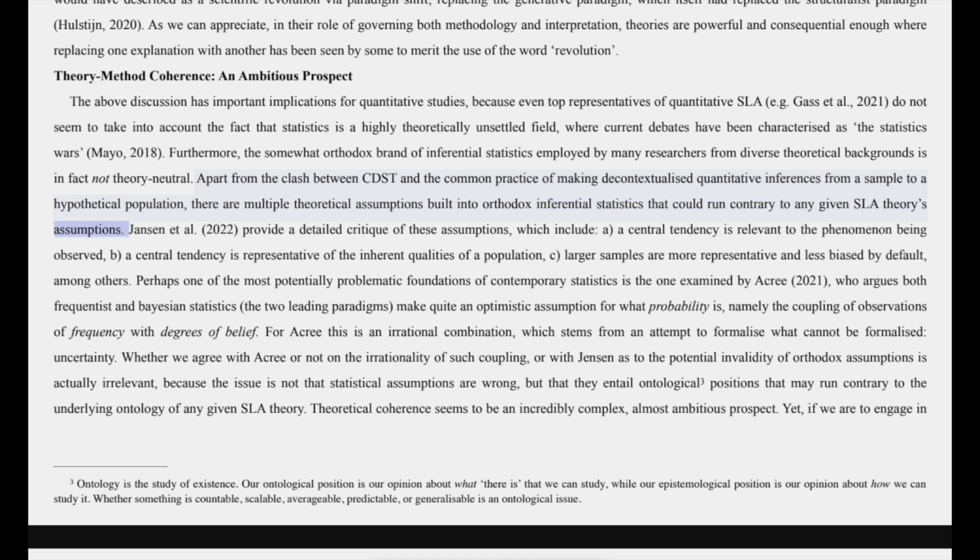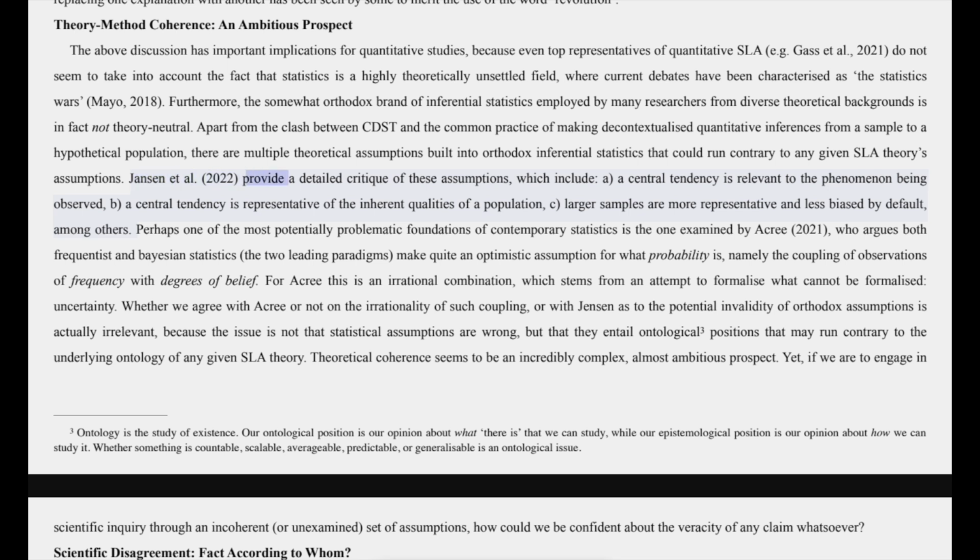Janssen et al. provide a detailed critique of these assumptions, which include: a, a central tendency is relevant to the phenomenon being observed; b, a central tendency is representative of the inherent qualities of a population; c, larger samples are more representative and less biased by default, among others.